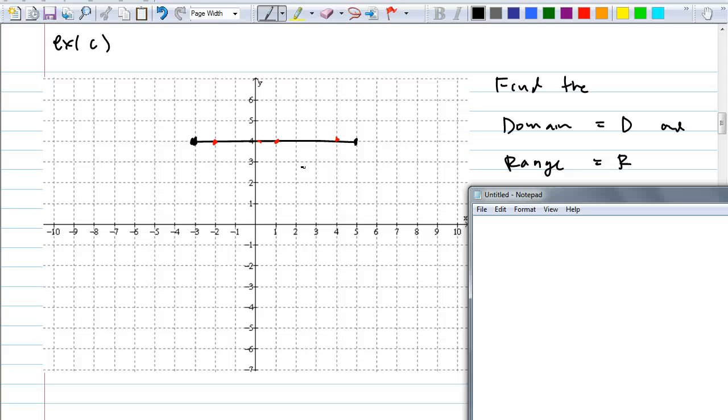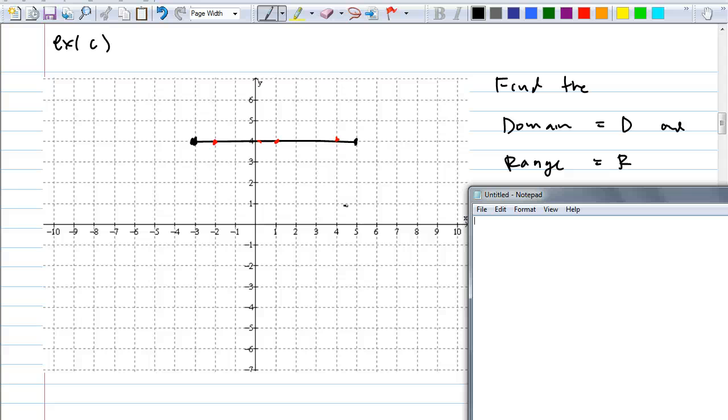-2, -1, 0, 1 and 2. What about -3 and 5? Did you include those? Oh, you included. What about 1.1? Is that my domain? What about 1.2? 2.1, 3.1. Right, -2.1. So you can't just write down the integers there, can you?